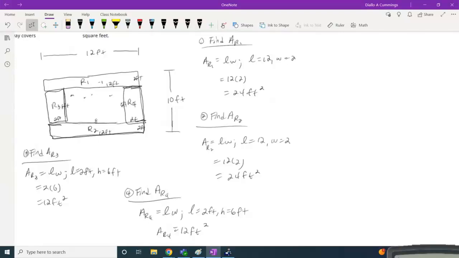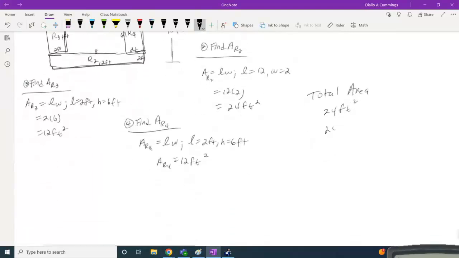Now to find the total area of the walkway, we just add up all 4 rectangles. So the total area is 24 square feet plus another 24 square feet plus 12 square feet plus another 12 square feet. Add that all up together and I believe we get 72 square feet.